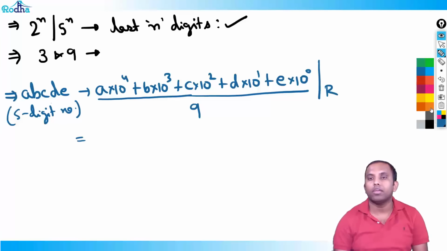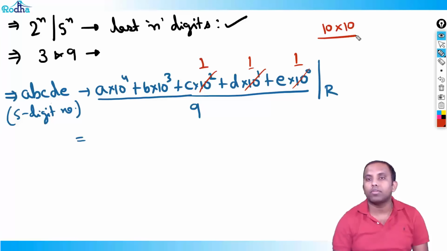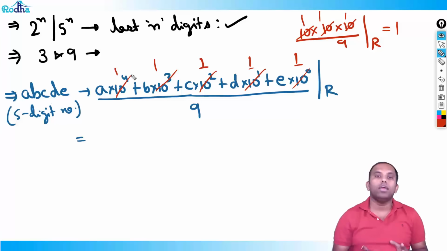1 by 9, remainder is 1 only. 10 by 9, remainder is 1 only. 100 by 9, remainder is 1 only, because 10 into 10 by 9, by the property of remainders, we can do it individually. 10 by 9 remainder 1, 10 by 9 remainder 1, so 1 into 1 is 1. 10 cube by 9, again 1. 10 to the 4 by 9, 1. Whatever the power of 10, divided by 9, the remainder is 1 only.